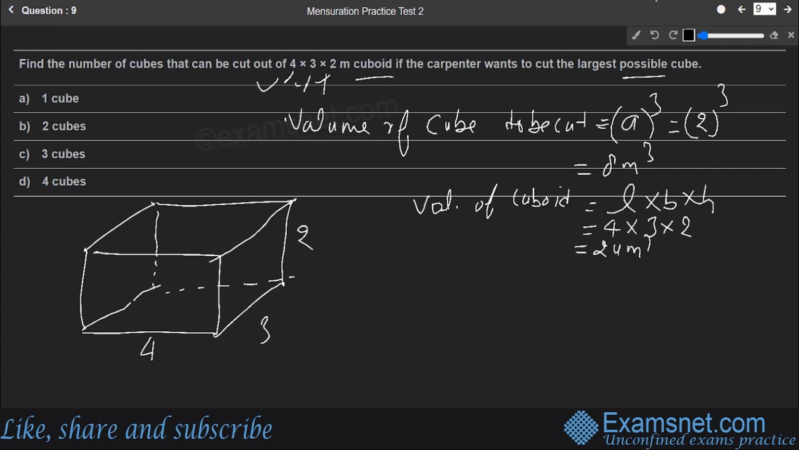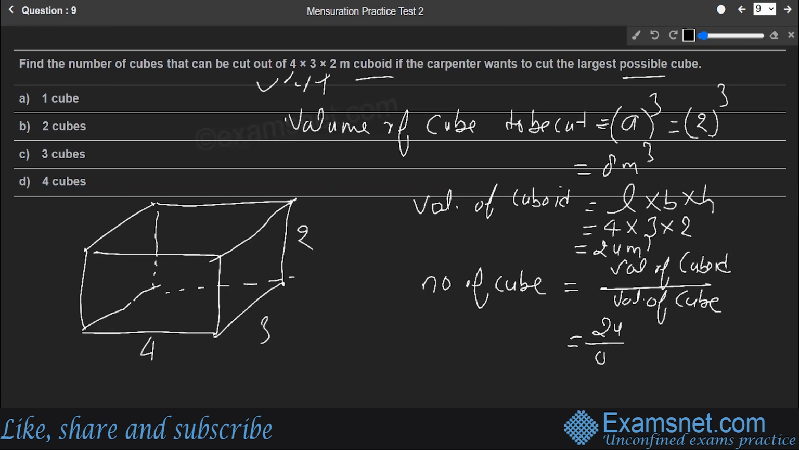Now, the number of cubes that can be cut will be simply the volume of the bigger cuboid, from which it has to be cut, divided by the volume of the cube that is to be cut. If we put down the values, it's 24 divided by 8, that is nothing but 3. So 3 cubes can be cut from this cuboid. Let's see where it is available. It is available in option number C and becomes the right answer.